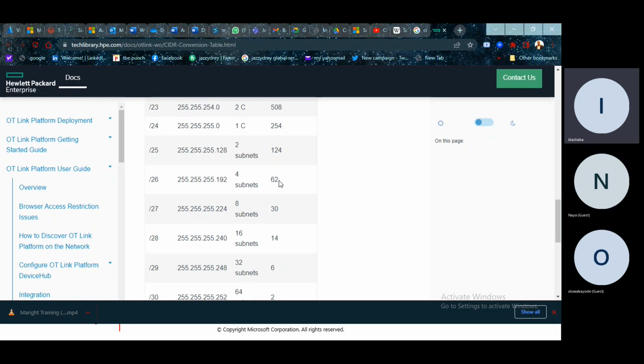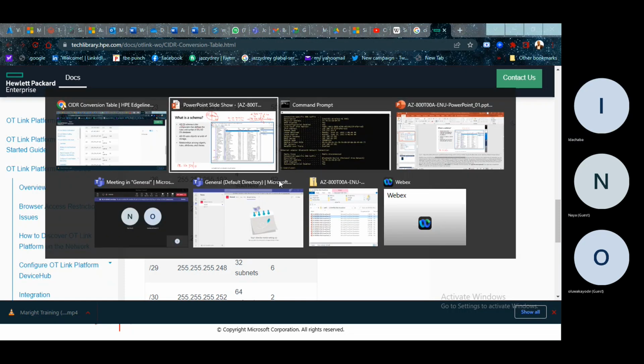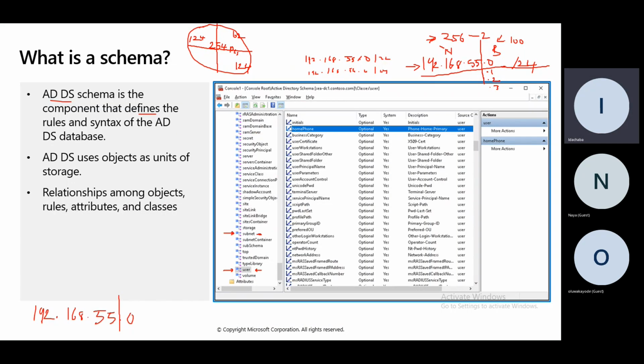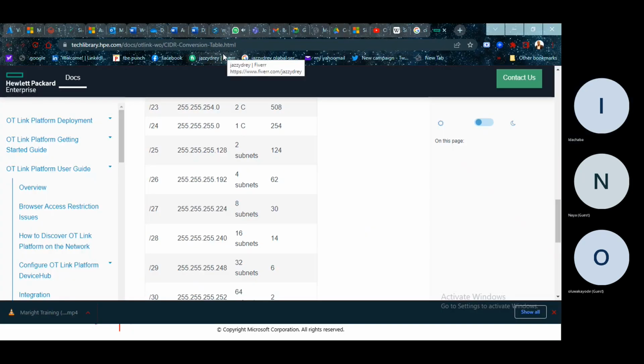So now, let's say you have 4 departments. So you are saying that 62 computers can be in each of the sites: 62 here, 62 here, 62 here. Do you understand? Now, if you want to break it further, after 4 subnets, which is the next subnet? Look at it. After 4 subnets, which one is the next subnet?